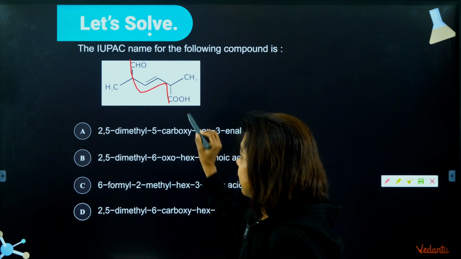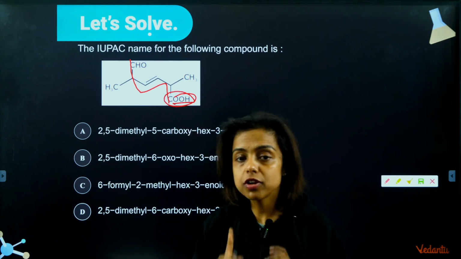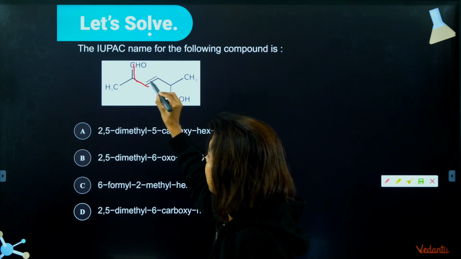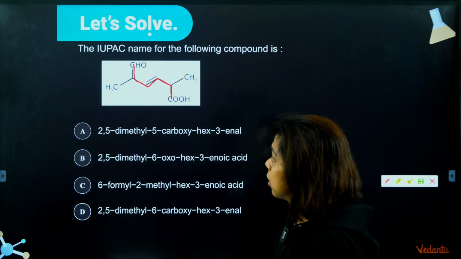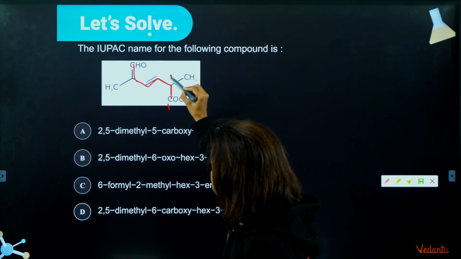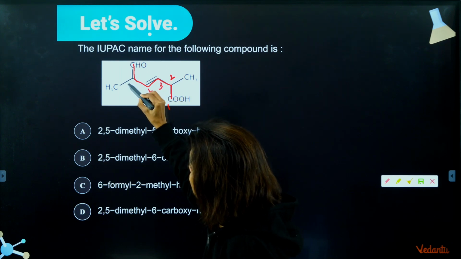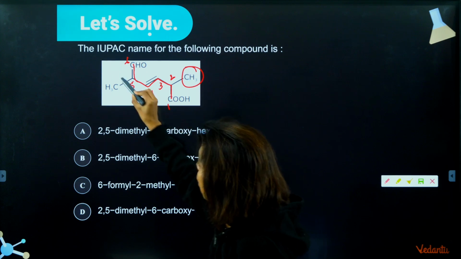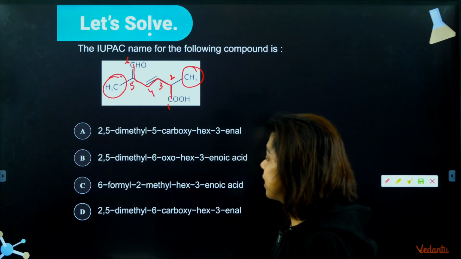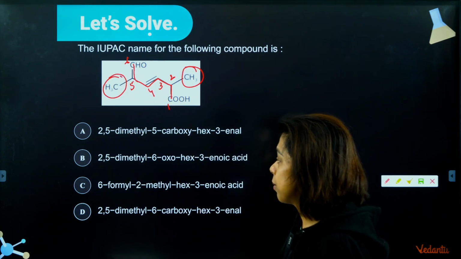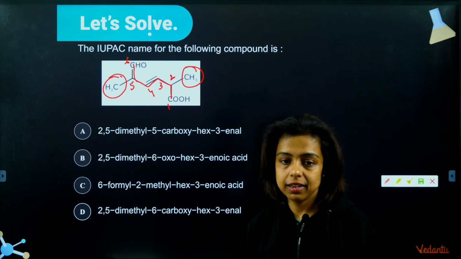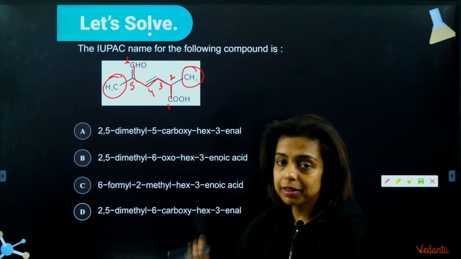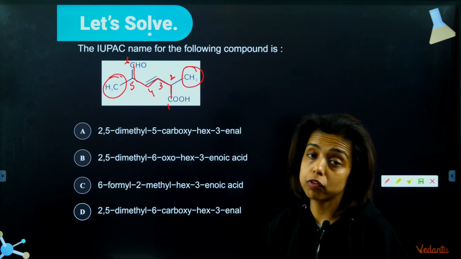This is the parent chain. Right? The carboxylic acid carbon is the first carbon of the parent chain. So this is our parent chain. Right? So this is 1, this is 2, this is 3, 4, 5 and this is 6. On the second carbon and the fifth carbon there are two methyl substituents. Right? And there is a double bond. Total number of carbons in the parent chain is 6, so hex is the word root for the parent chain.